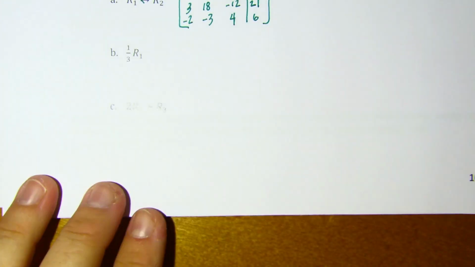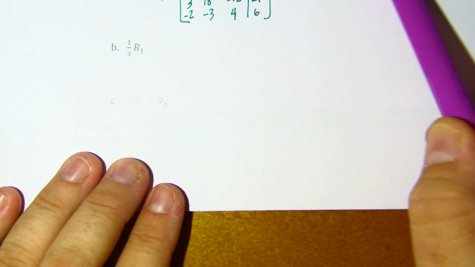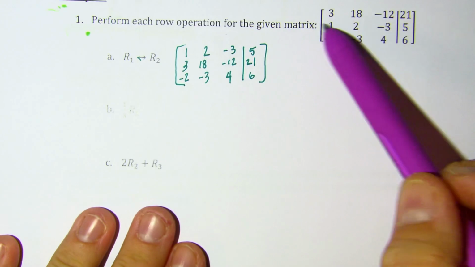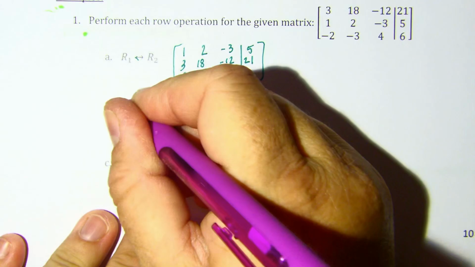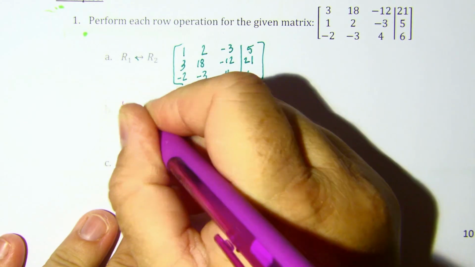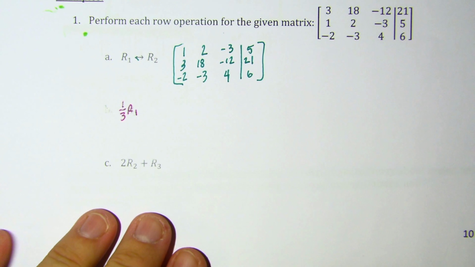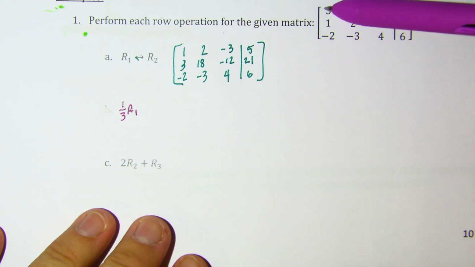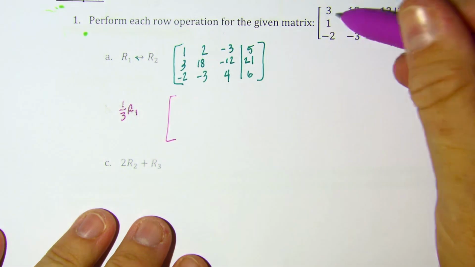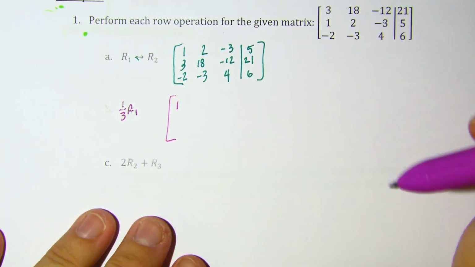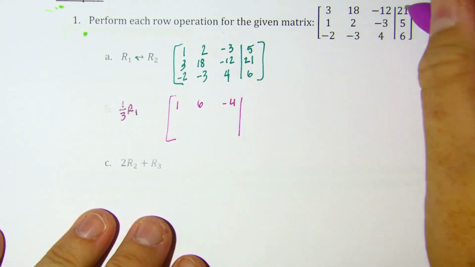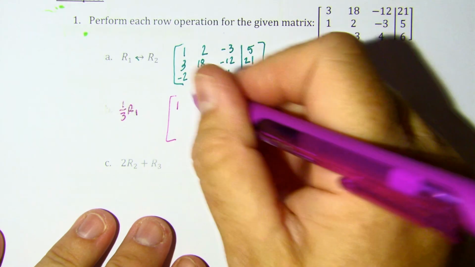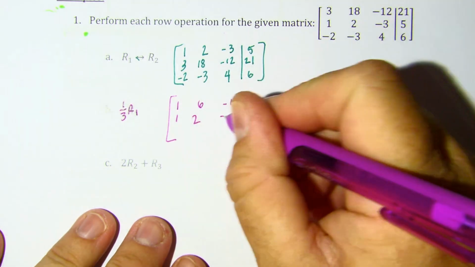Now the next operation shown here, we see this 1/3 in front of row 1. What that means is I'm going to multiply row 1 by 1/3. So this row 1 here, it says 1/3 row 1. Hopefully you can see that a little better now. And that's going to be just multiplying row 1 by 1/3. Well, 1/3 times 3 is 1. 1/3 times 18 is 6. 1/3 times -12 is -4. 1/3 times 21 is 7. And the rest of the rows didn't change, so those will just get copied down.